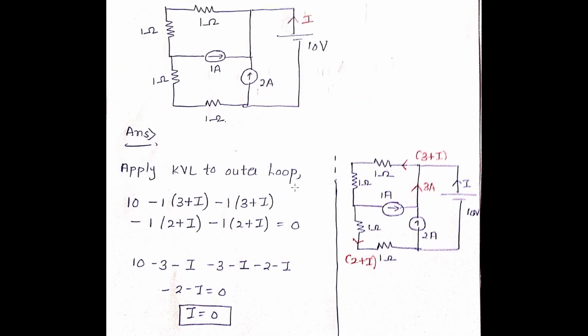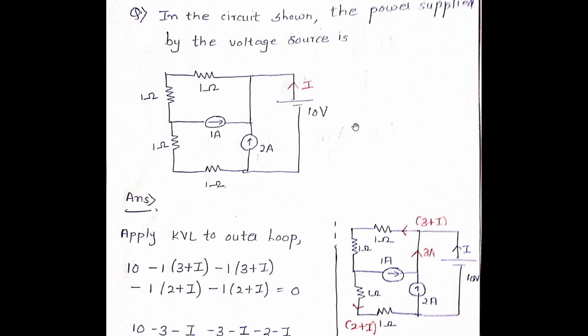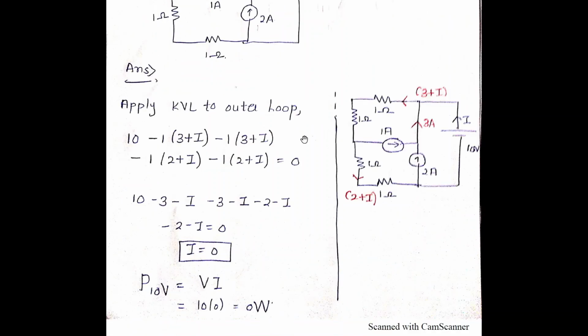In this question they ask you to find out the power supplied by the voltage source. The power supplied is basically V into I, as I mentioned. The V is given, I you need to find out. So just try to solve it via KVL. I is this, 1 plus 2 is 3. Therefore I plus 3 is 3 plus I. Just try to apply the KVL in the outer loop. The I value is equal to 0. Therefore, the power supplied is again equal to 0.